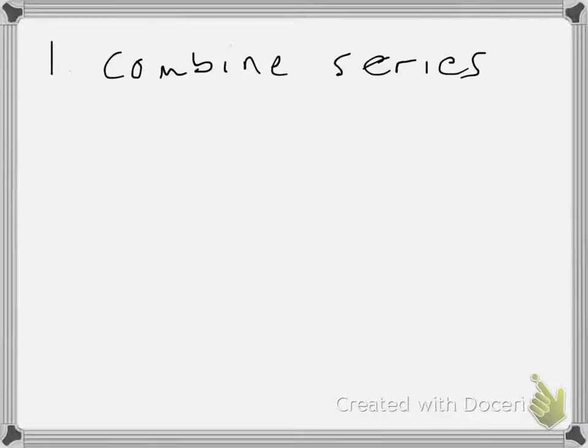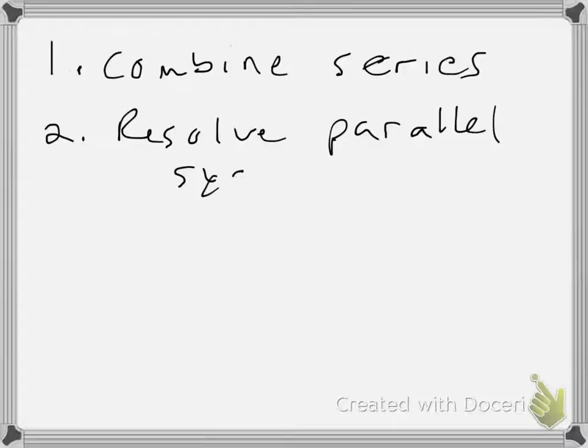Okay, so here's the big video tutorial, the one I think most of us will need. It's complex circuits. So here's some rules. First, combine any series. If there are any resistors in series, go ahead and combine them just by adding them together. Then resolve parallel systems. Anywhere that there are parallel resistors, use your equivalent resistance formula to boil that down into a resistance, and we'll call that the resistance of that system.